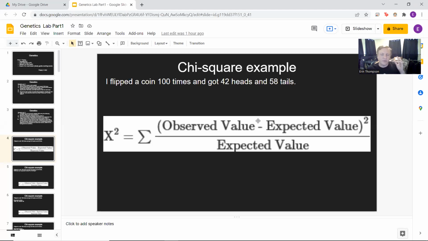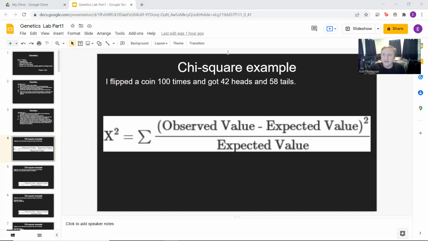So let me ask you guys this. If you flip a coin 100 times, what's your expectation? What do you expect to have happen if you flip a coin 100 times? Say it out loud, put it in the chat. What do you expect? Flip a coin 100 times. 50-50, 50 heads, 50 tails.